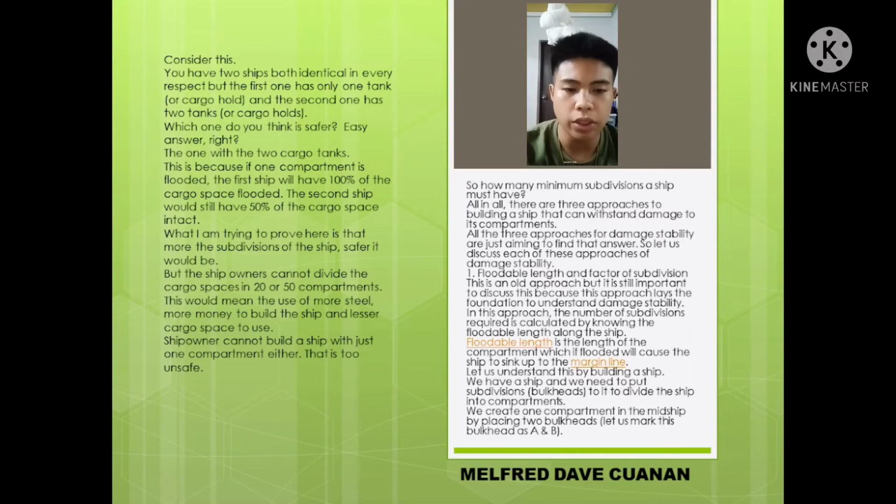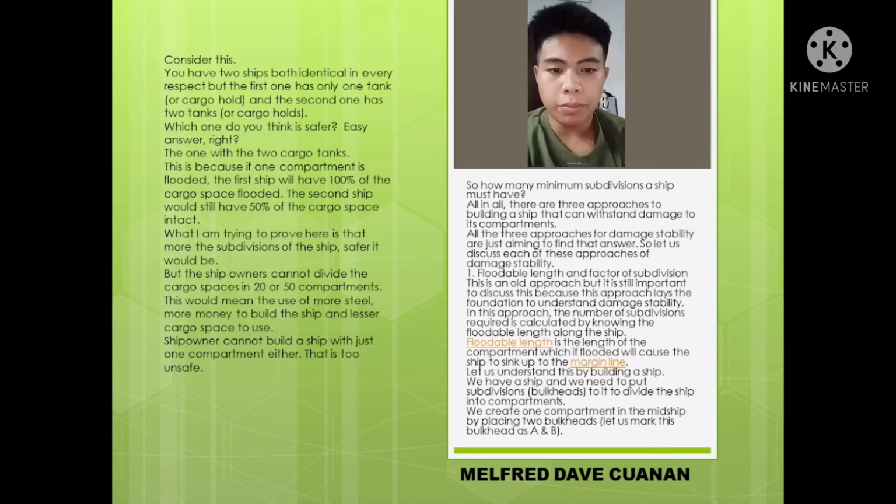But the ship owner cannot divide the cargo space into 20 or 50 compartments. This would mean the use of more steel, more money to build the ship, and less cargo space to use. The ship owner cannot build a ship with just one compartment either. That is too unsafe. So, how many minimum subdivisions must a ship have?